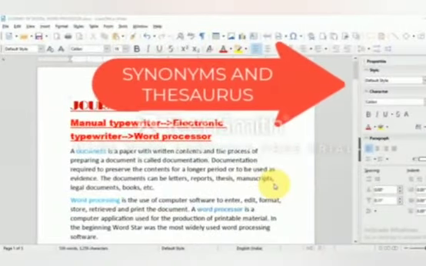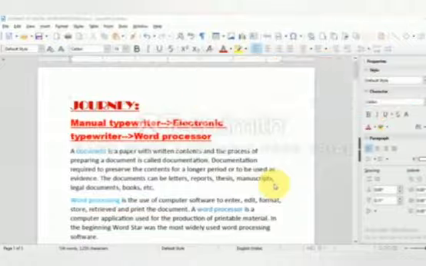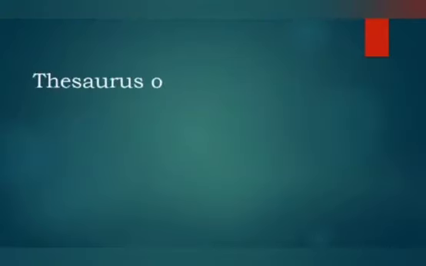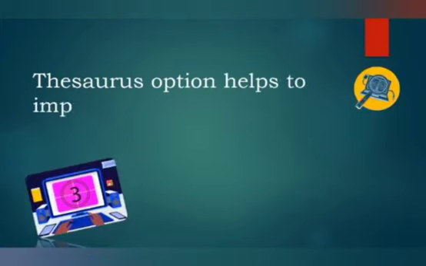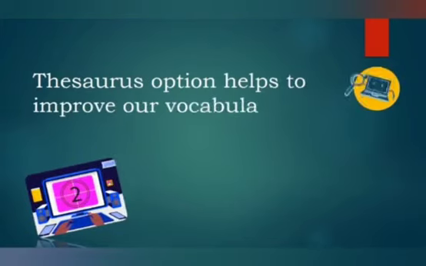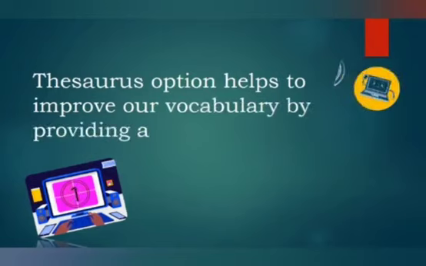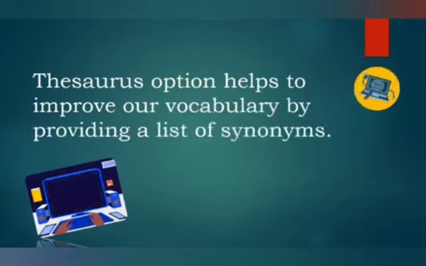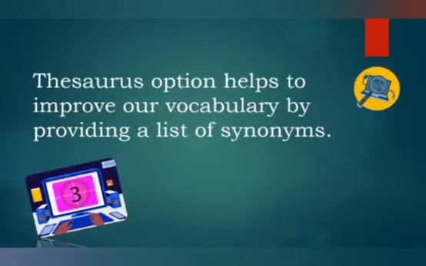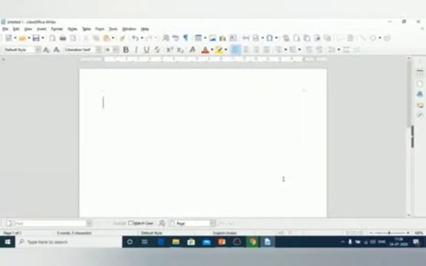Now let us see synonyms and thesaurus. We will study how to use these options. The thesaurus option helps to improve our vocabulary by providing a list of synonyms. Sometimes you search for a word having a similar meaning to the word you have in mind. A word processor helps to look up synonyms, that are different words with the same meaning, and antonyms, that are words with opposite meaning, in the thesaurus.